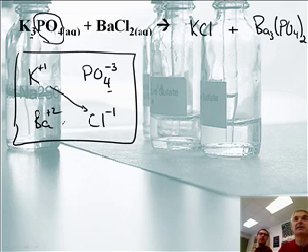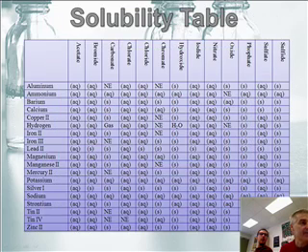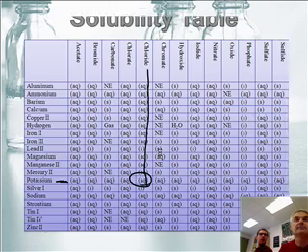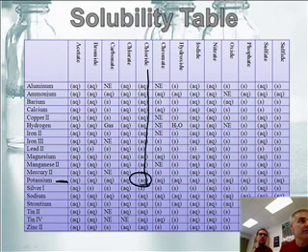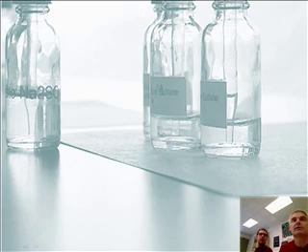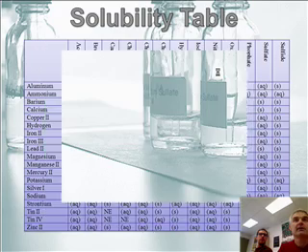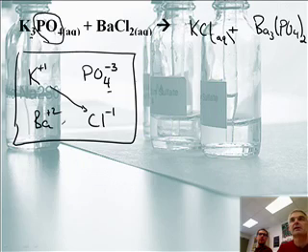Now we have to figure out the states of matter. Here's potassium. Chloride is here, so it looks like it's aqueous. And the barium phosphate. Here's barium, and phosphate is over here somewhere. Hey, it's solid. So this one works. It happens. Whoops, wrong way, I went the wrong direction. Barium phosphate is a solid.